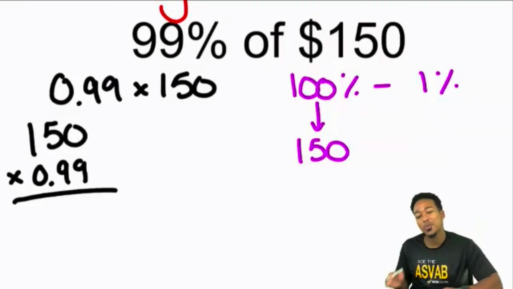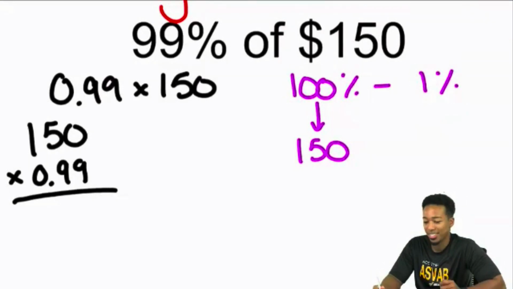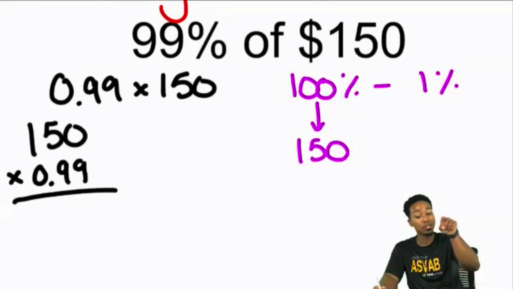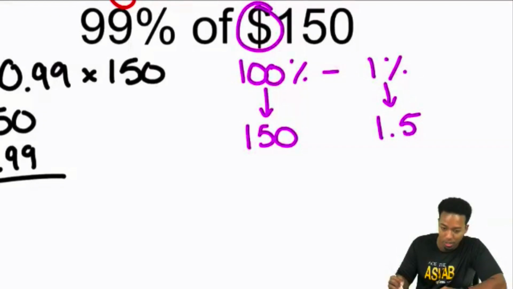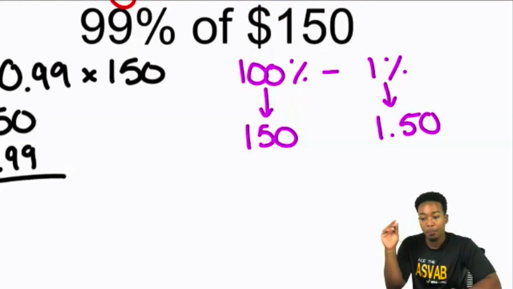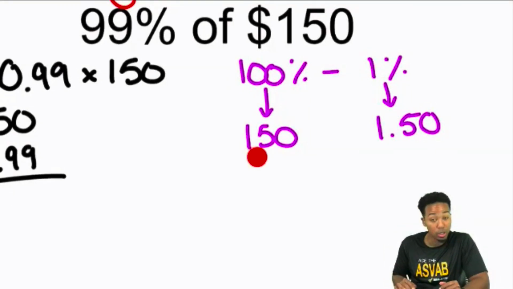But everybody, what is 1% of 150? Take the 150, move the decimal place over how many times? Yeah, twice. It'll be 1.5. And if you're thinking about money, you can say $1.50 if you wanted to. But I want to prove a point here, everybody. So again, 100% minus 1%, you're literally saying 150 minus $1.50.